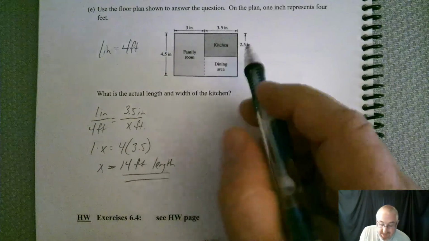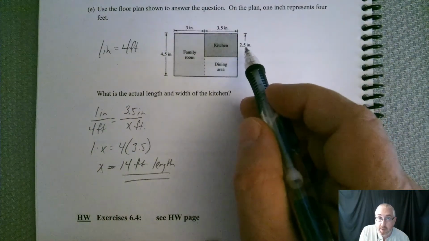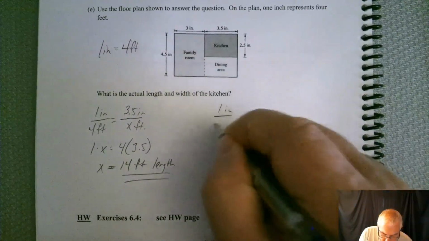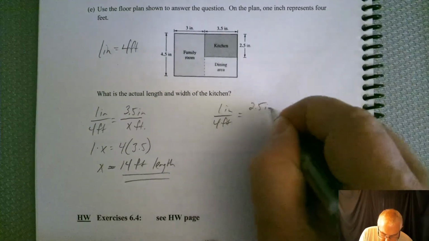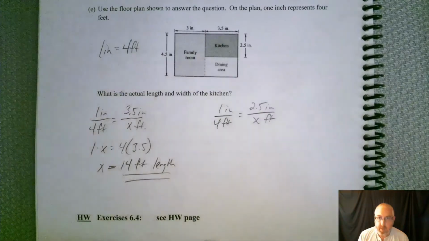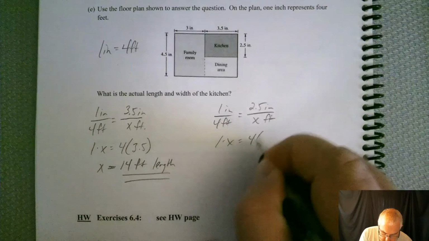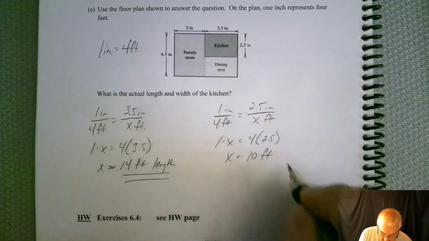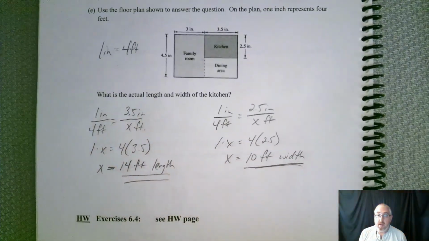And we can do the same type of thing for our width. The only difference is instead of putting in 3.5, we're putting in 2.5. So we still got 1 inch over 4 feet. And we got 2.5 inches over x feet, new x. All right, so 1 times x equals 4 times 2.5. So x equals 10 feet. So we got a 14-foot length and a 10-foot width.